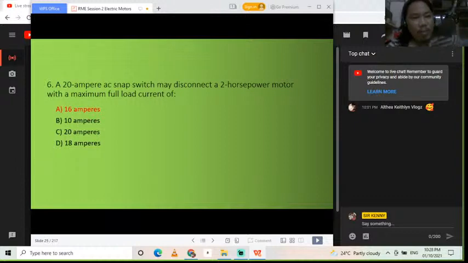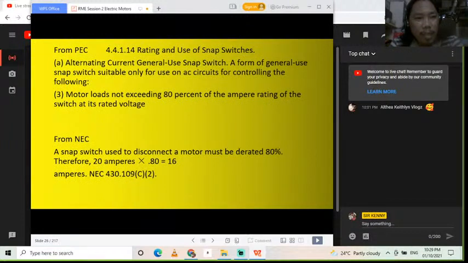Okay. So 20 ampere AC snap switch. So kapag ginamit pa natin yung 20, baka break even na yung ating switch kasi 20 amperes din yung capacity lang niya. Di ba? So kaya kailangan medyo babaan mo ng konti. Yung 10 naman sobrang baba naman nun. So dalawa na lang pamimili natin, 16 and 18. So para mas maganda, tingnan natin sa ating Philippine Electrical Code. So 4.4.1.14 Rating and use of snap switches.